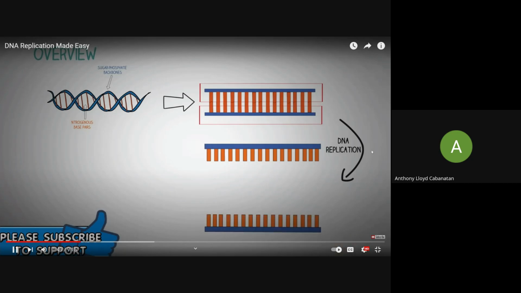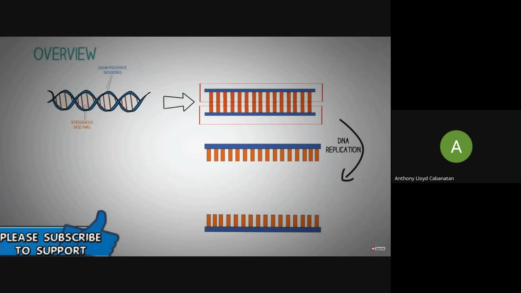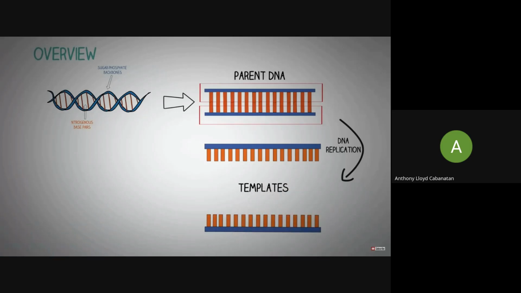The original DNA which separates to form these two strands is called the parent DNA, and then these two strands which are separated from each other act as templates upon which new strands are copied and formed.